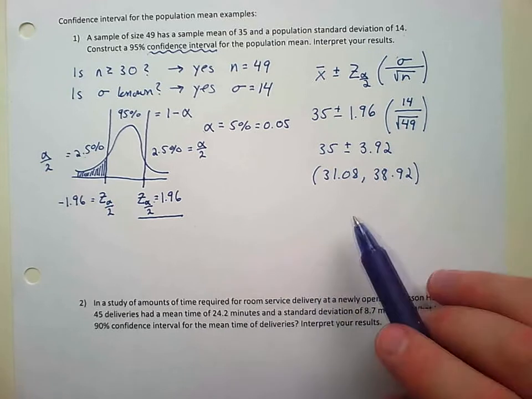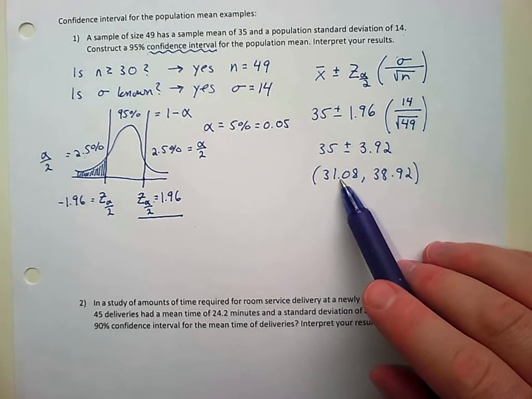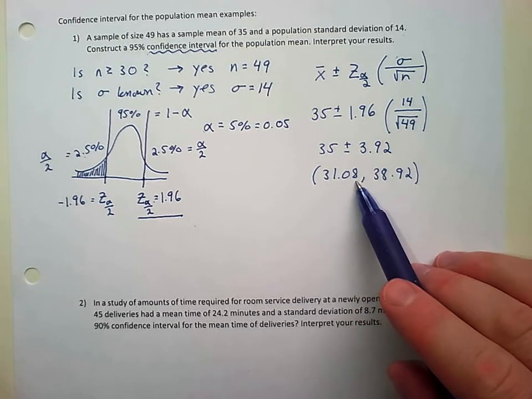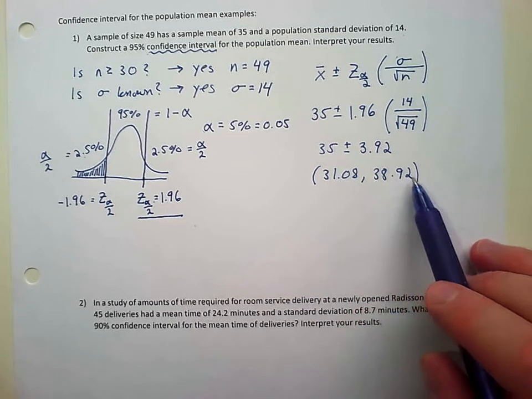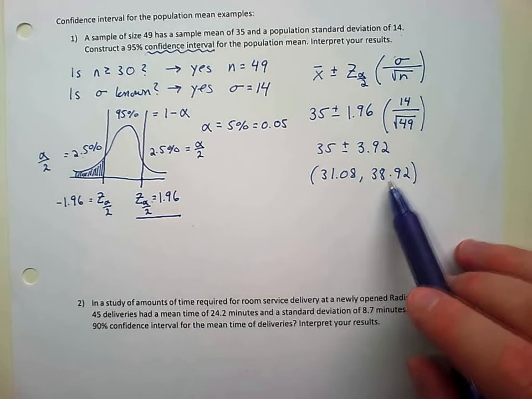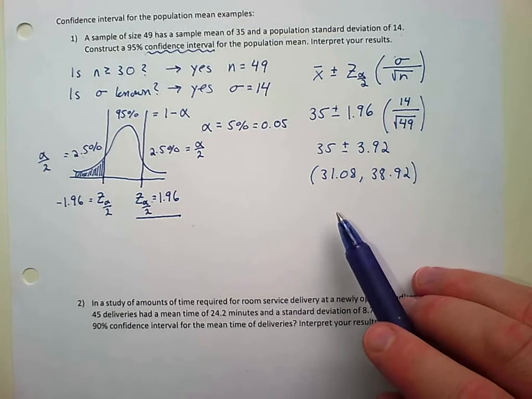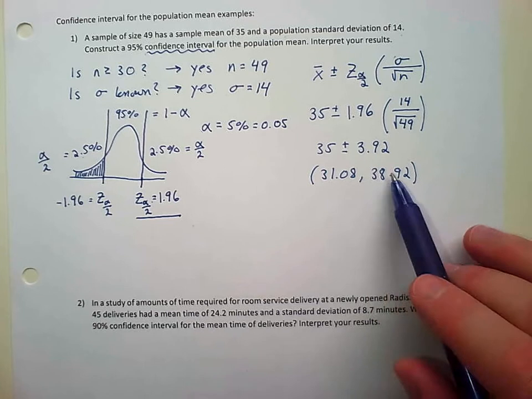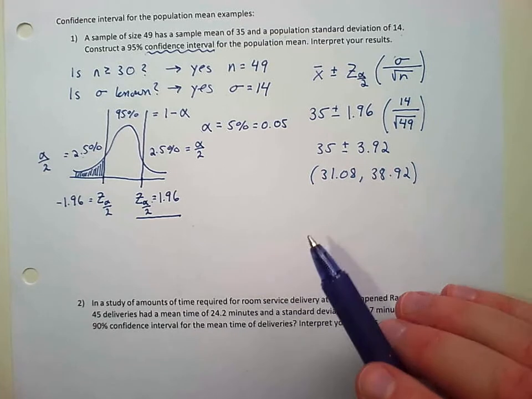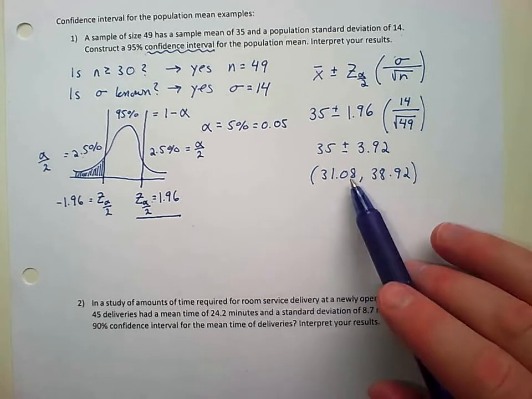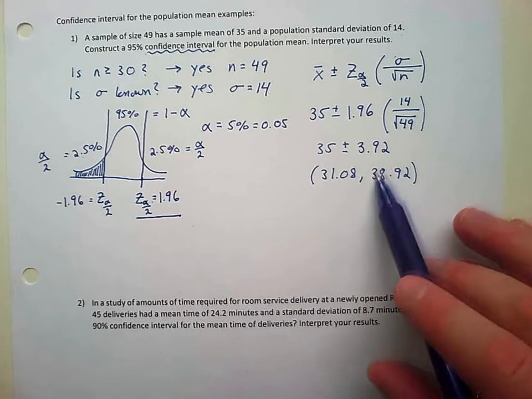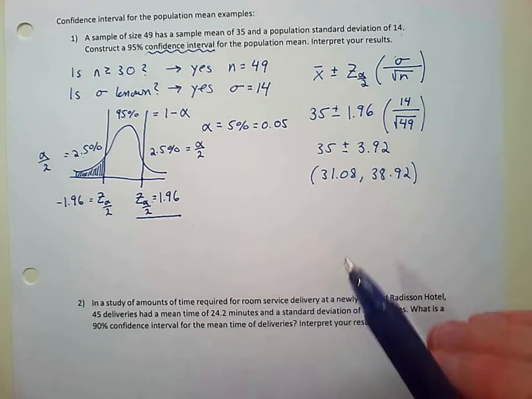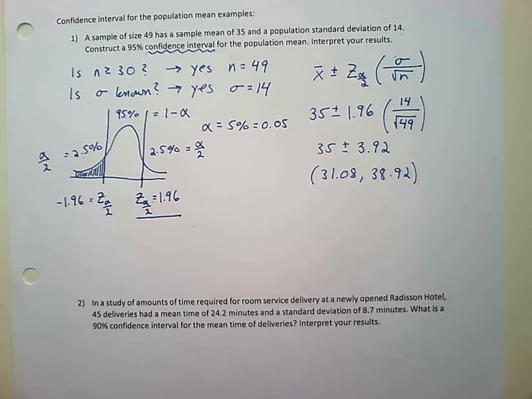So a couple of things about this. First off, since this is an interval, this value, 31.08, should be smaller than this value, 38.92. Because whenever you write an interval of values, you always start off at the smallest and go up to the largest. Sometimes people write these backwards, and it's technically incorrect. So make sure that you have the smaller number here and the larger number here, because we're giving an interval of values.